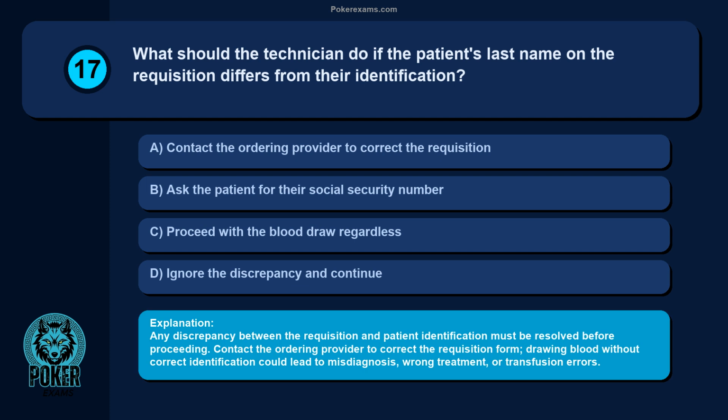Any discrepancy between the requisition and patient identification must be resolved before proceeding. Contact the ordering provider to correct the requisition form. Drawing blood without correct identification could lead to misdiagnosis, wrong treatment, or transfusion errors.